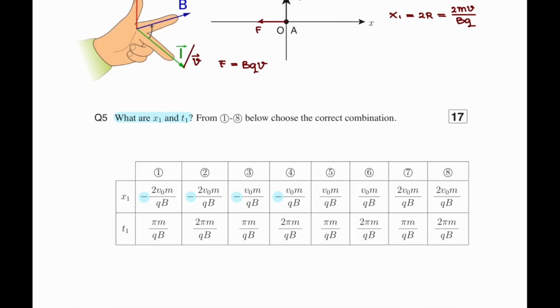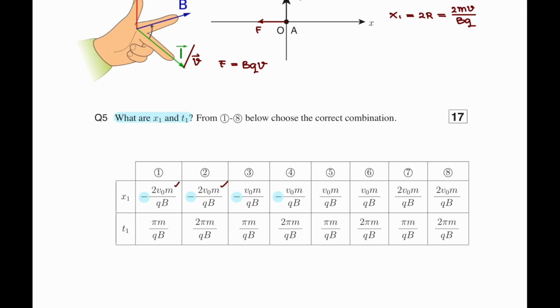This is the magnitude of x1, 2mv over BQ. So from this answer, I can say that now my choices are among 1 or 2. 3 and 4 are definitely wrong. 2mv over QB. So either 1 or 2.